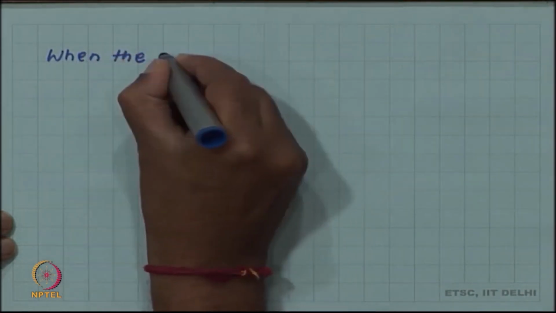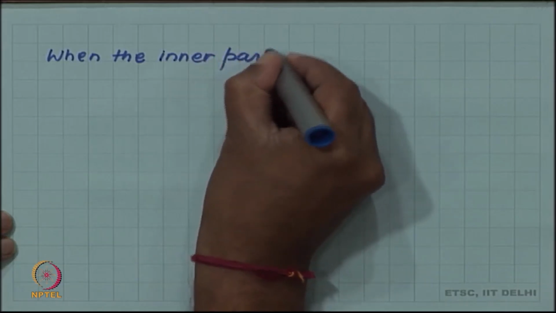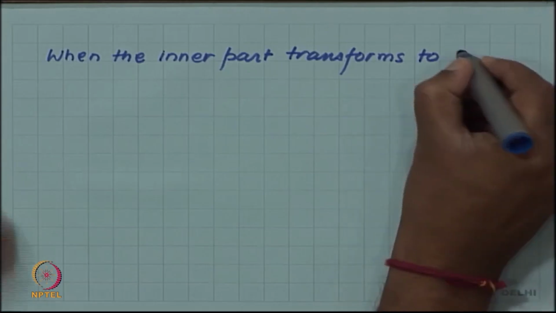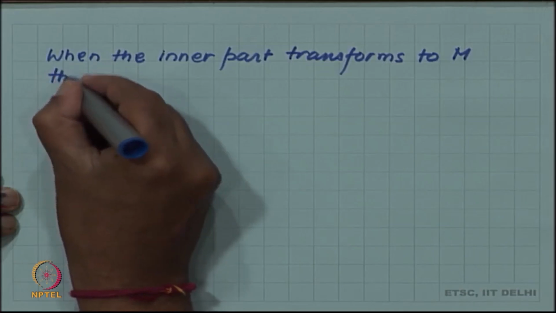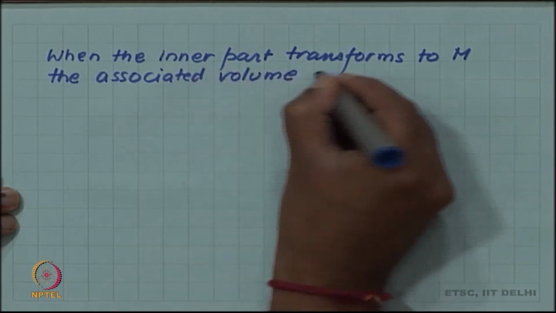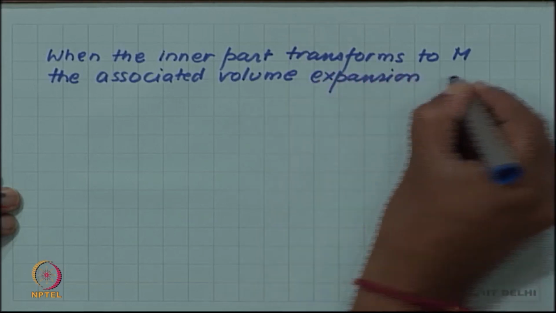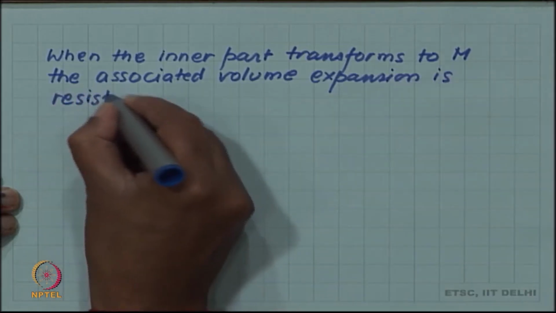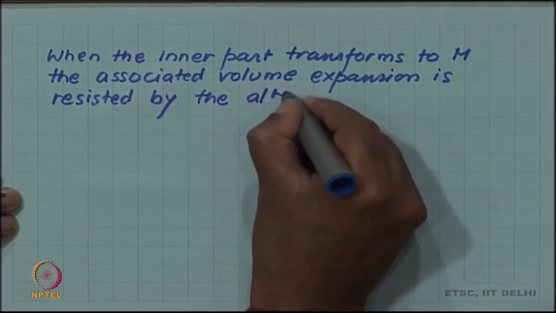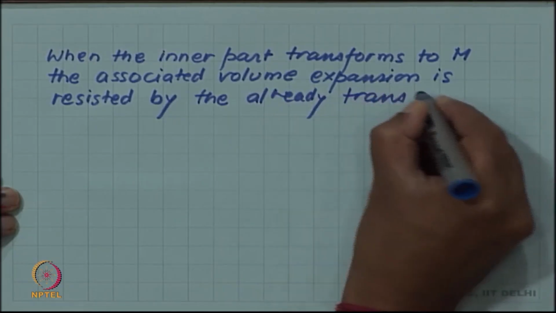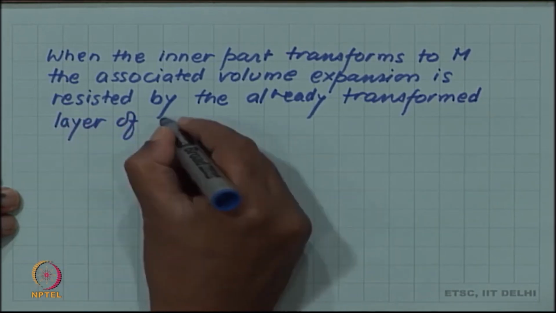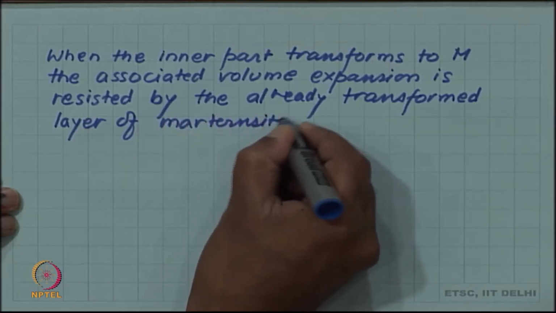So, when the inner part transforms to martensite, the associated volume expansion is resisted by the already transformed layer of martensite on the outer surface.